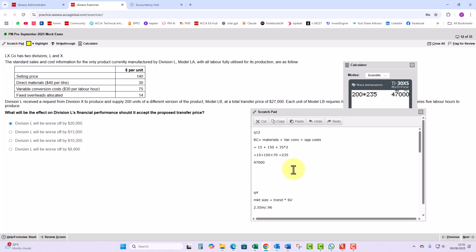This would take me longer than the 3.6 minutes that we've got for a single question, which is why I use this flag method and aim to come back if I've got time at the end.